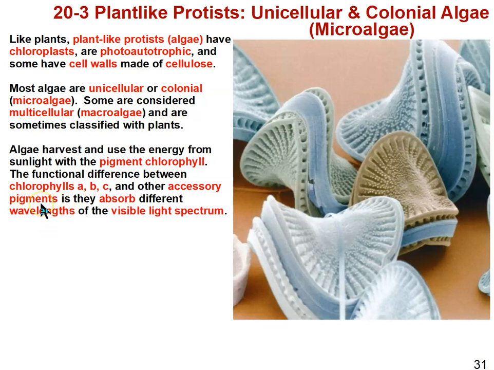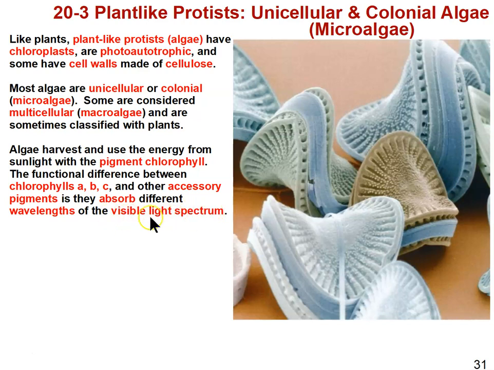So, for example, when you paint, you're using different pigments, right? And those different pigments are different colors. They're different colors because they're absorbing different wavelengths of light. What they don't absorb, they reflect. And that's what you see as color. The wavelengths of light that they're reflecting is what you see as their different color.